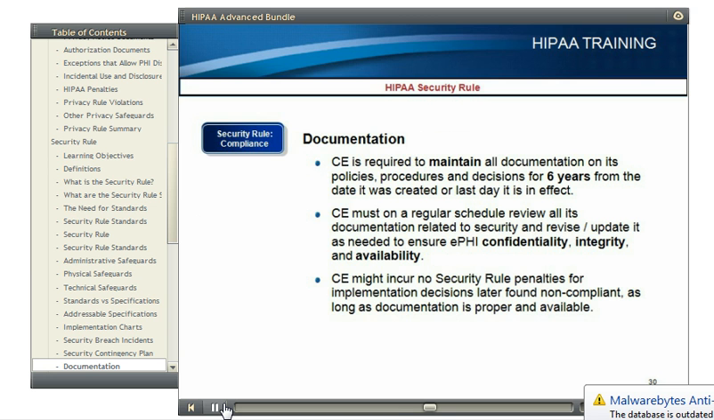Documentation. CE is required to maintain all documentation on its policies, procedures, and decisions for 6 years from the date it was created or last day it is in effect. CE must, on a regular schedule, review all its documentation related to security and revise or update it as needed to ensure ePHI confidentiality, integrity, and availability. CE might incur no security rule penalties for implementation decisions later found non-compliant, as long as documentation is proper and available.